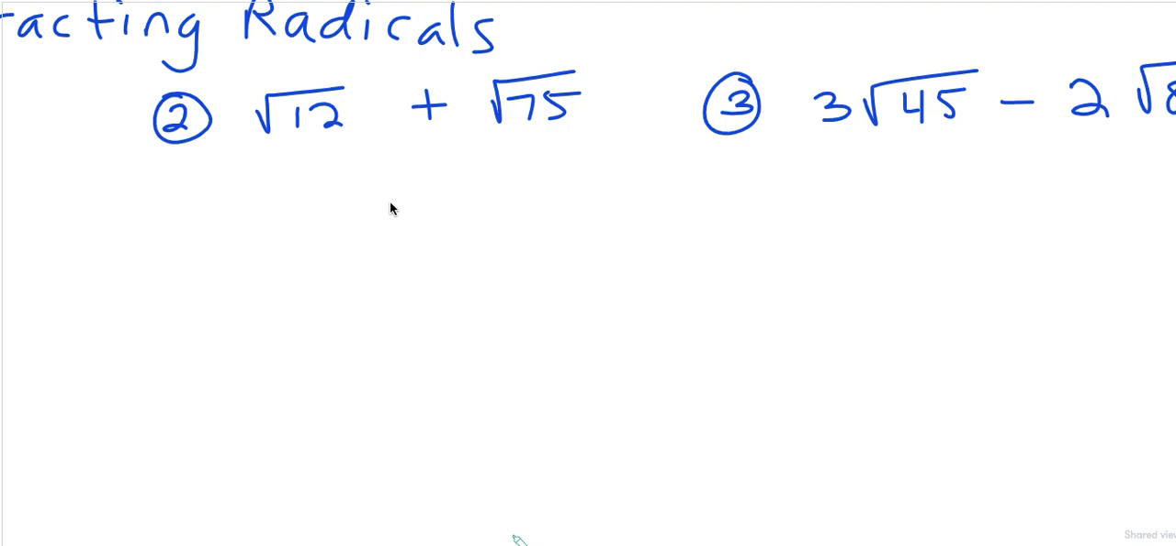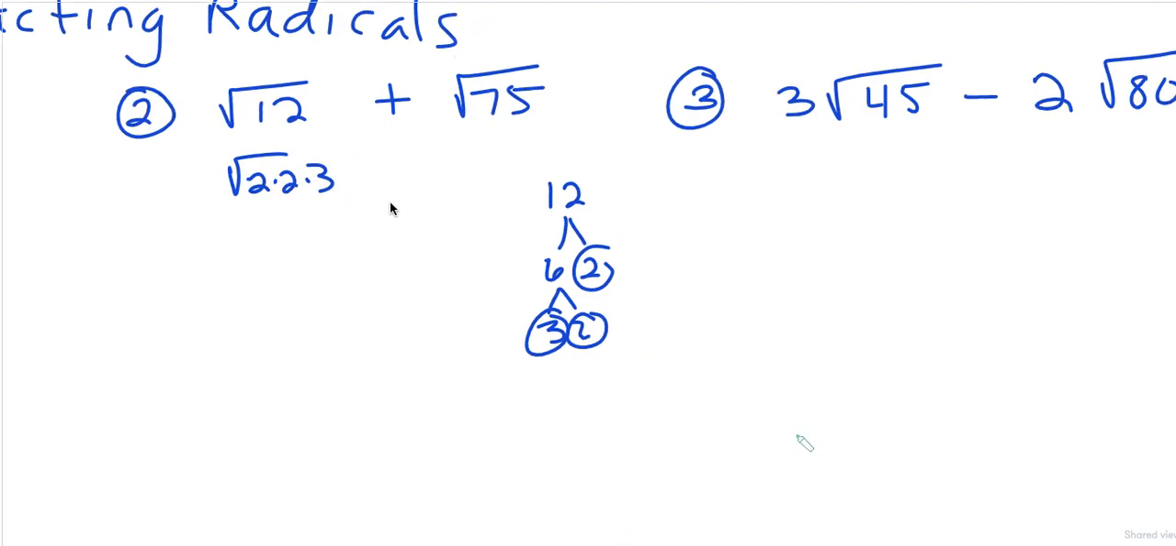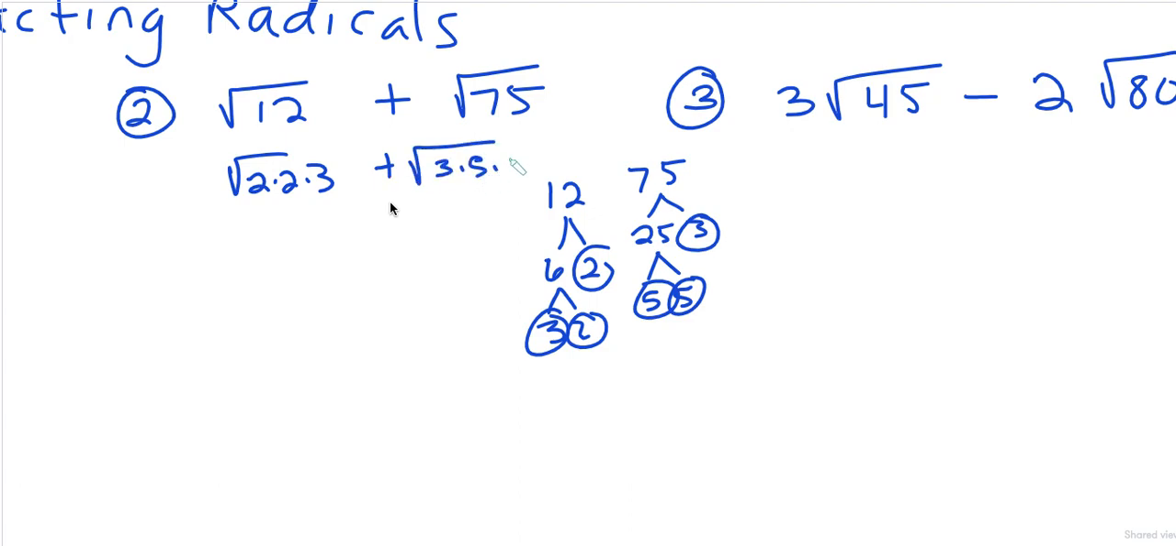So we're going to come over here to the side, and we're going to do 12, and we're going to break down 12 into 6 and 2, and break down 6 into 3 and 2. 3 is prime, 2 is prime, 2 is prime. So this is now the square root of 2 times 2 times 3. Next, we're going to do 75. So we'll break down 75 as 25 and 3. 3 is prime. 25 is 5 and 5. 5 is prime. So this is going to be plus 3 times 5 times 5.